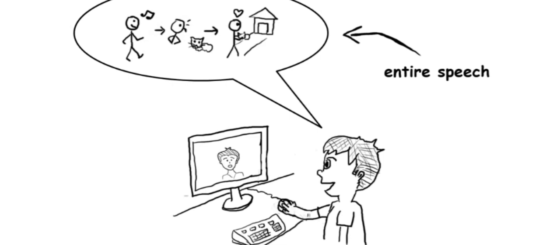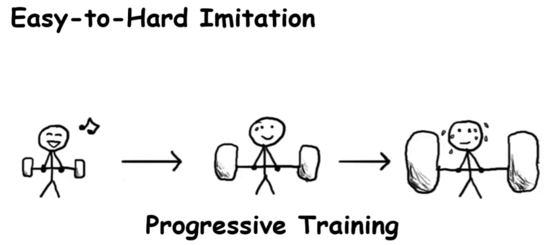So, there are several ways to go about it, but what I recommend is to combine them all together, and I call this approach easy to hard imitation. Easy to hard imitation is based on the concept of progressive training. The idea is that you start with something easy and then increase the difficulty of the activity, forcing yourself to get better. A number of studies have found this kind of training to be very effective. Here's how you can apply this concept.